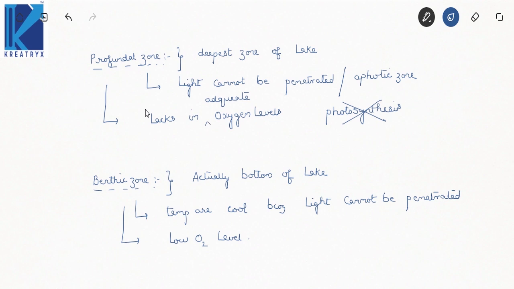Low oxygen levels, right? Now the organisms which are adapted to these low temperatures and low oxygen levels can live in the benthic zone. Now mostly your decomposers live in this zone. Decomposers live in this zone, right?